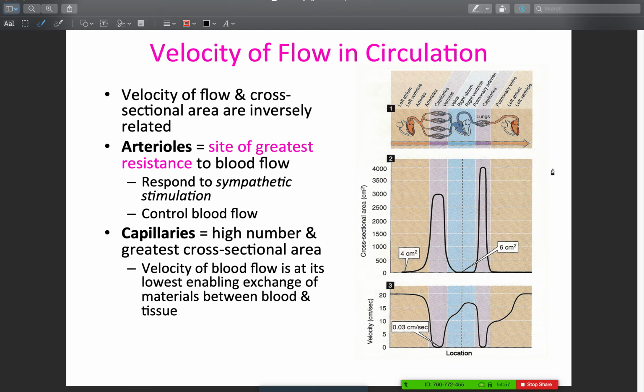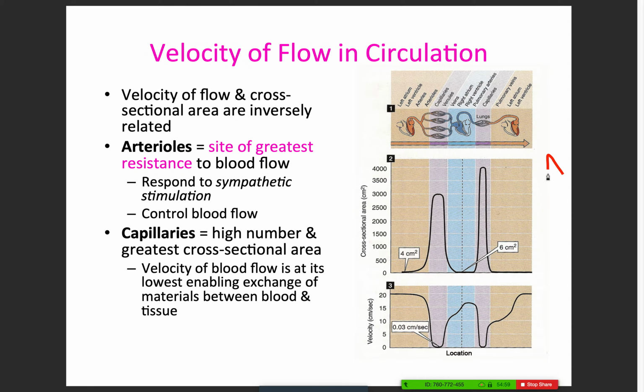Velocity of flow and circulation. This is actually surprisingly, I know I've gone over some low yield stuff today so far, and I'm sorry about that, but this does not qualify as low yield. This is a very important idea. You will get a question on this. Okay, I'm going to put 2 stars because I'm really confident that you will get a question on this concept I'm about to go over.